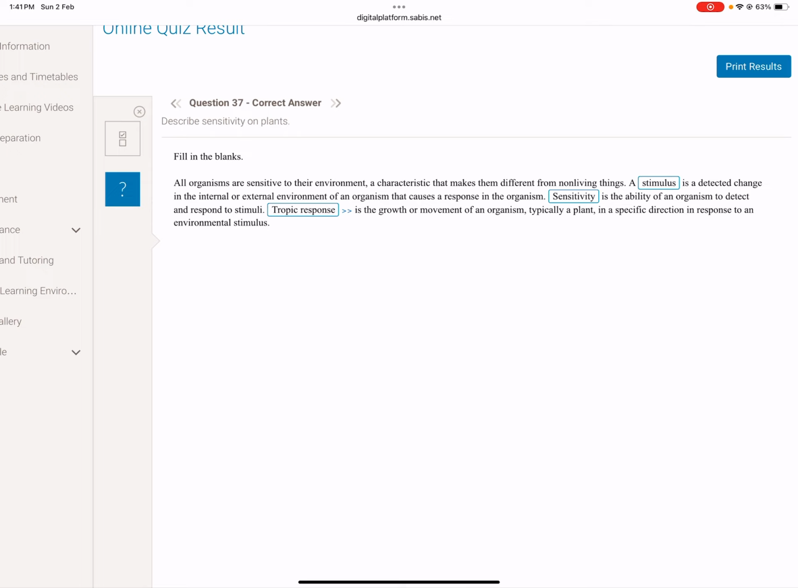Okay, what's the stimulus? It's a detected change in either the external or internal environment that causes a response. Sensitivity, we said, is the ability of organisms to detect and respond to stimuli, while a tropic response is the growth or movement of an organism depending on an environmental stimulus. And remember, we said the three tropic responses are, make sure to say them before I do, light, gravity, and day length.